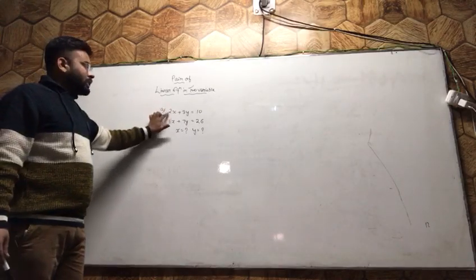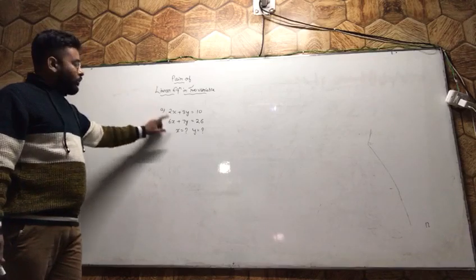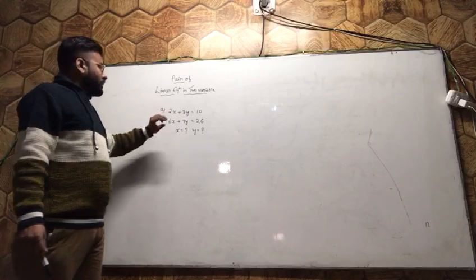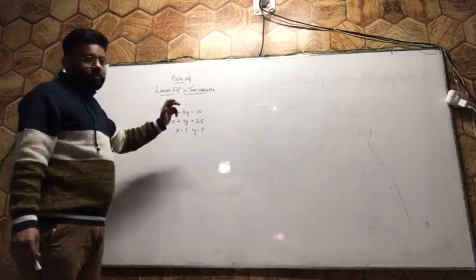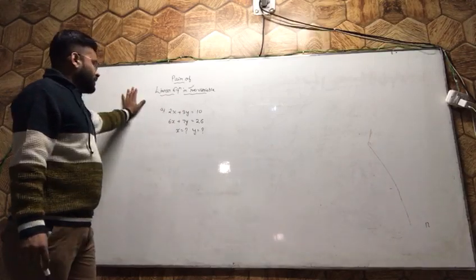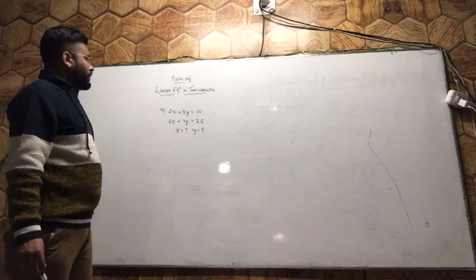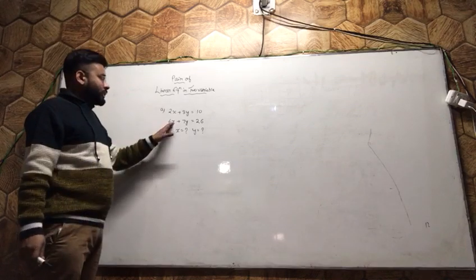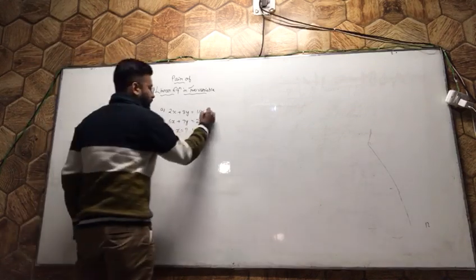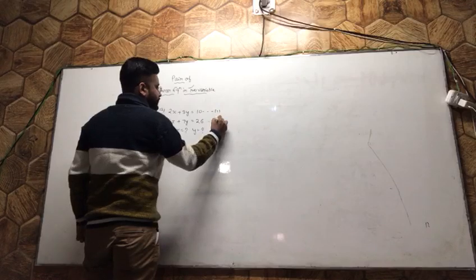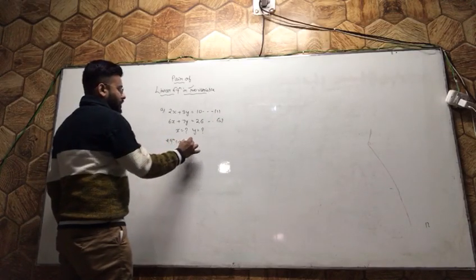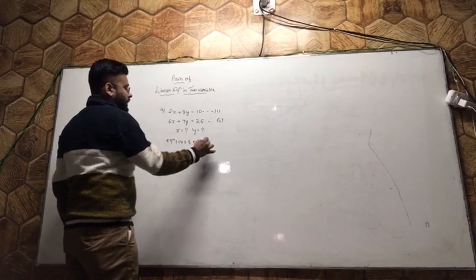Here the coefficient of x is 2 and the coefficient of x is 6. We can make the coefficient equal of x or y, any of them. We will make the coefficient of x equal. If we multiply equation 1 by 3, and keep equation 2 the same.